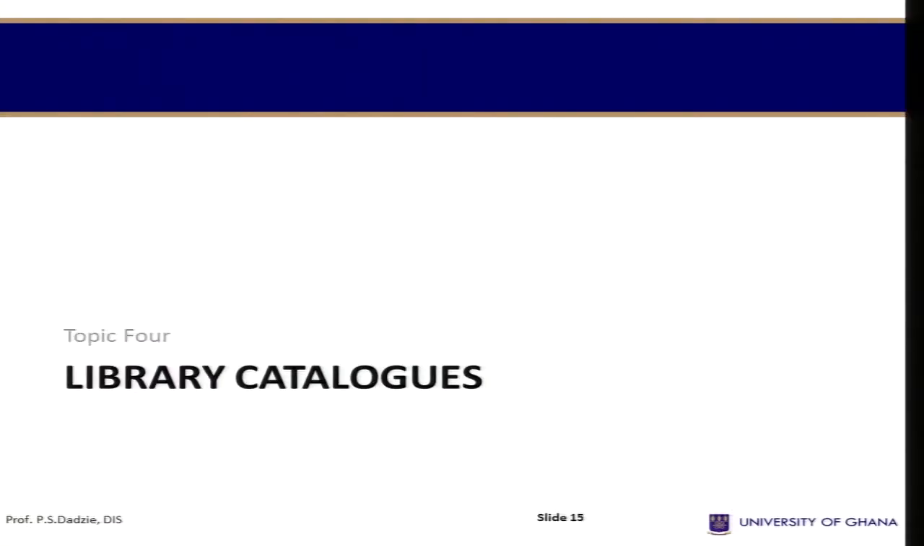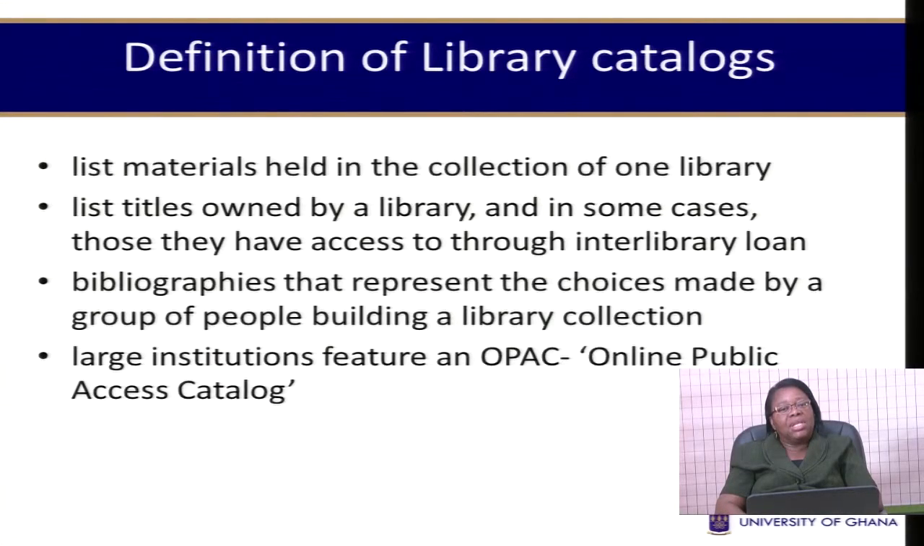Now, let's look at library catalogs because they are also bibliographies. What's a library catalog? A library catalog lists materials held in a collection of one library. Now, if it's a collection of materials from different libraries, then we will have a union catalog. So a library catalog lists titles owned by a library, and in some cases, those that they have access to through interlibrary loan. That means you would have other libraries also listed so that you can see which materials they have in their collection. We call library catalogs bibliographies that represent the choices made by a group of people, usually librarians, who are trying to build their collection.